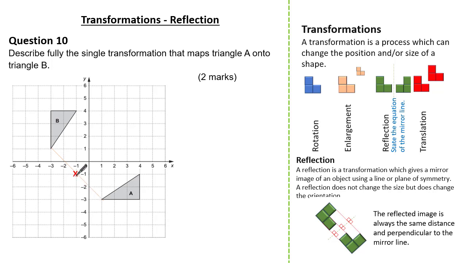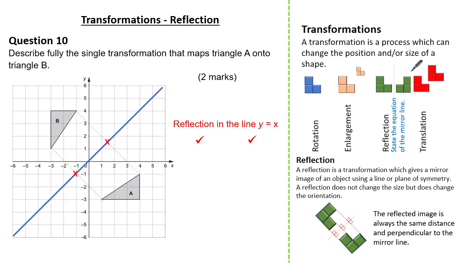Let's try with another vertex. Here you can see we are 1, 2, 3, 4, 5 diagonals away from each corresponding vertex. So therefore, the mirror line must sit 2.5 diagonal squares away from each vertex. Identifying these points will help us so we can simply draw our mirror line and identify the equation of the mirror line is y equals x. So therefore, this is a reflection in the line y equals x.